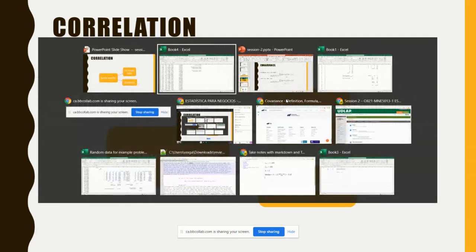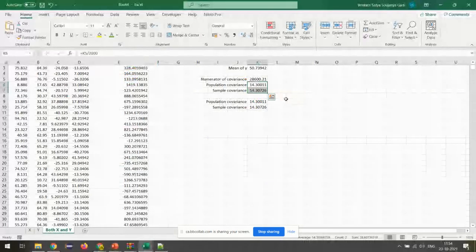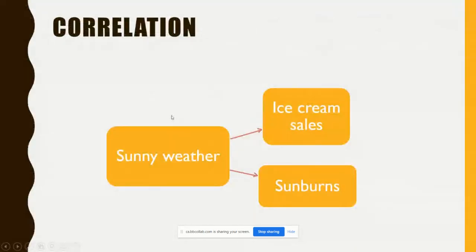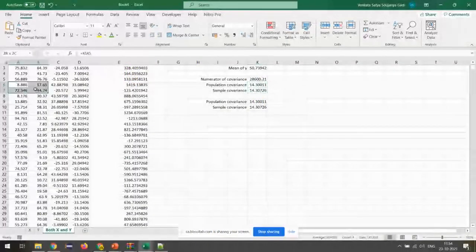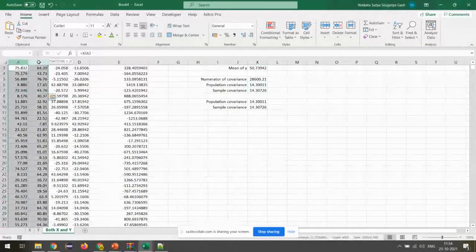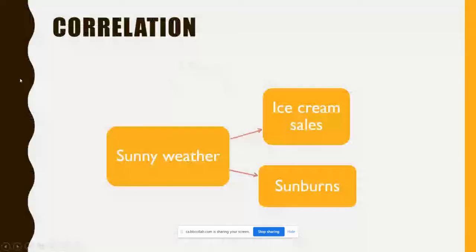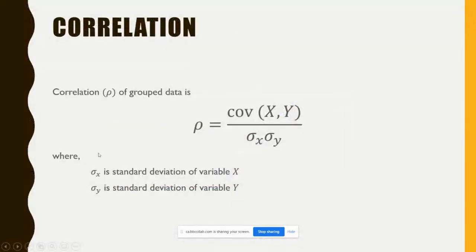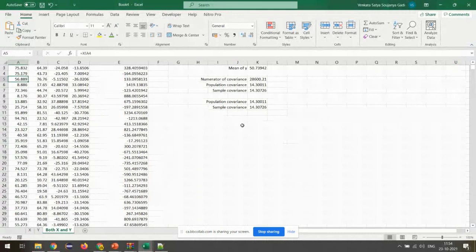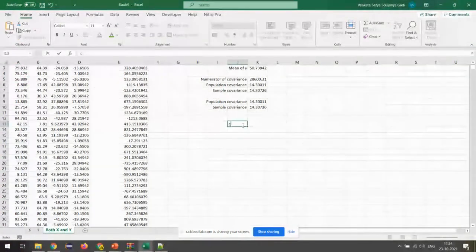Okay. So let's try to find out the correlation between these two data. We know these two data are randomly selected, right? But first we'll see the formula. The correlation formula is rho or R, which is the covariance of x and y divided by the standard deviation of x times the standard deviation of y. So let us see this.